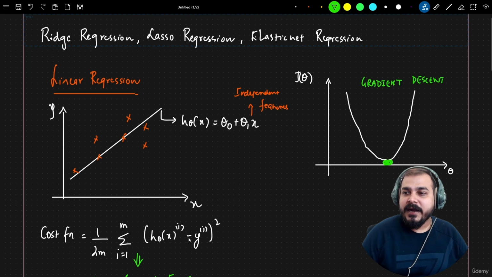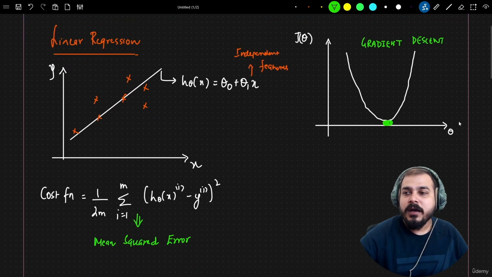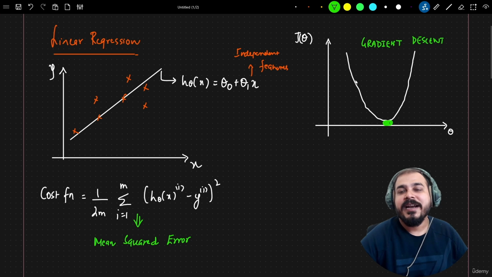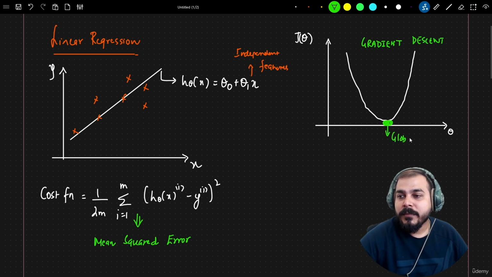And we also found out that whenever we plot our coefficient with J of theta, we were able to see something called gradient descent. Our main aim is basically to come to this global minima.